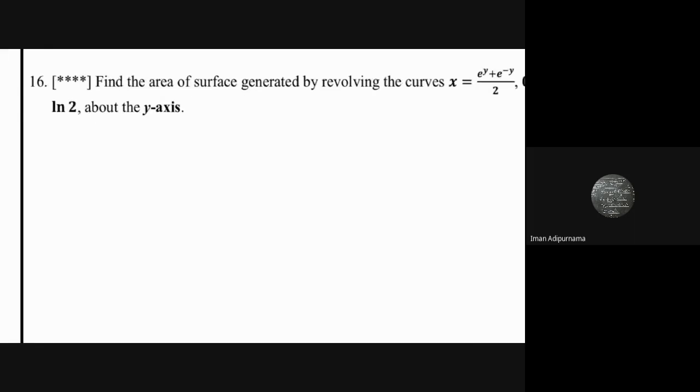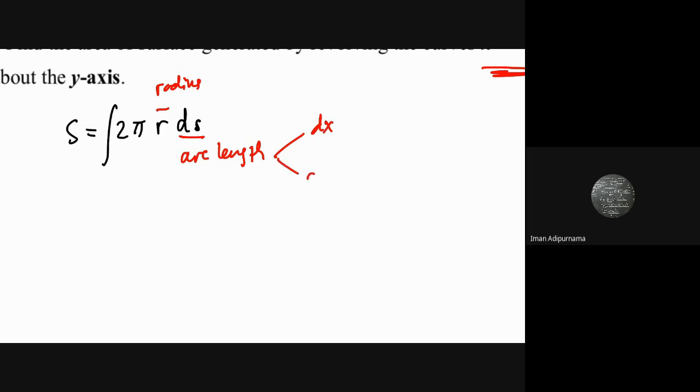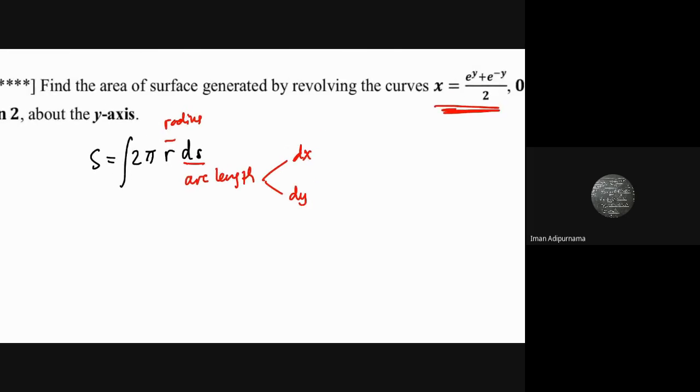Now the question here, we have the curve. The curve is a function of y. Basic information for you: if you have a surface area problem like this, you can have two different types of surface area. The basic of the surface area, S, is 2 pi r times s, where s is the arc length and this is the radius. Based on the arc length, we can have dx and dy. No matter what, in the surface area you can choose which radius you are going to take.